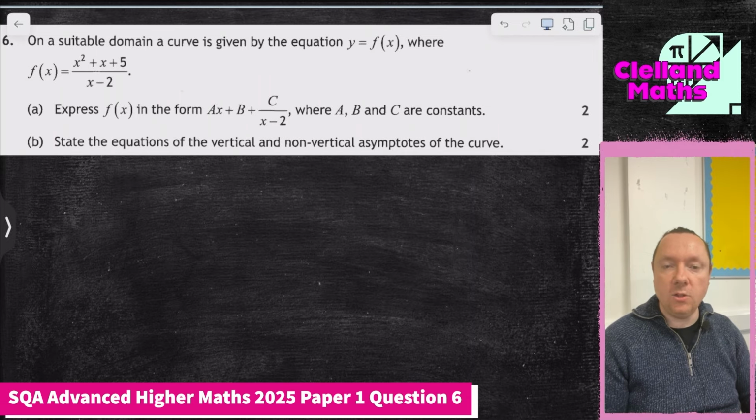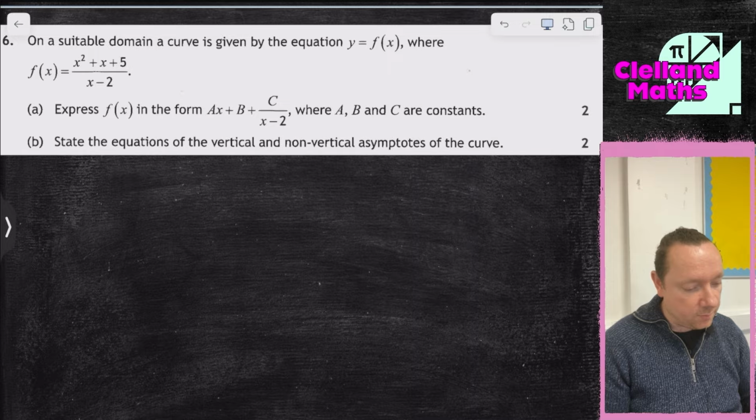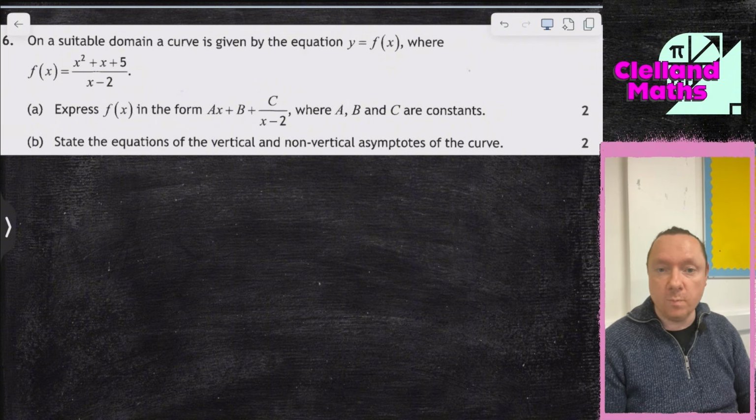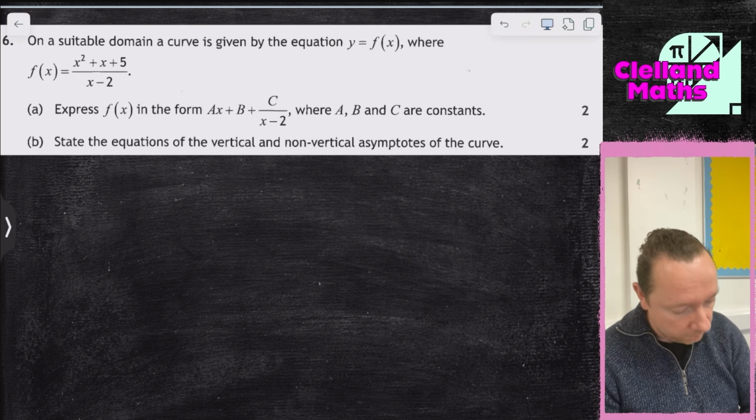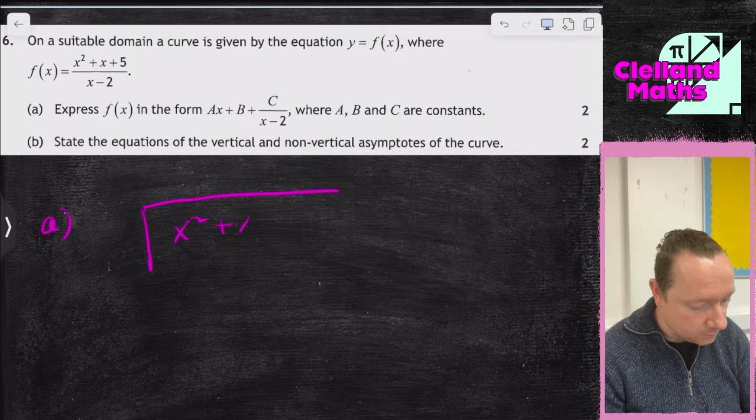Advanced Higher Maths 2025, Paper 1, Question 6. On a suitable domain, a curve is given by the equation y equals f of x, where f of x is that. Express that in this form. So we've got x squared on the top and x on the bottom, so I can divide because the power on the top is bigger or equal to the one on the bottom. So for part A, x squared plus x plus 5 over x minus 2.